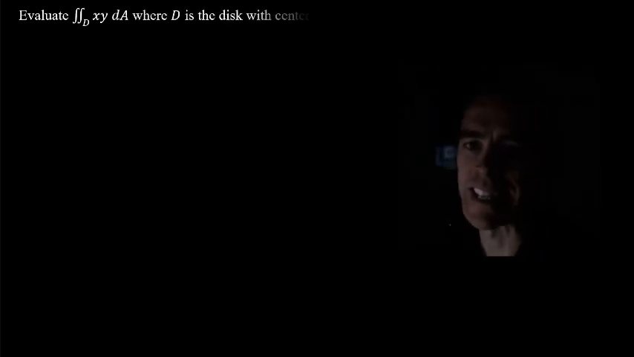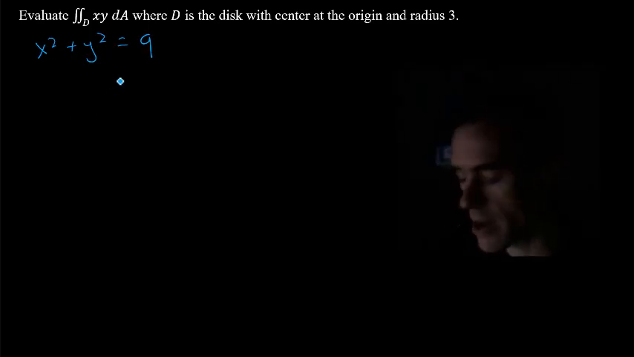So here's the problem statement we're working with. Evaluate this integral of xy dA, where D is the disk with center at the origin and radius of 3. The first thing you may want to do is plot this out, maybe using CalcPlot3D, but this one's pretty simple and I think we can look at it without doing anything too fancy. Essentially we have the circle x squared plus y squared equals 9, and D is the region within that circle. So let's plot this out in our standard Cartesian coordinates.